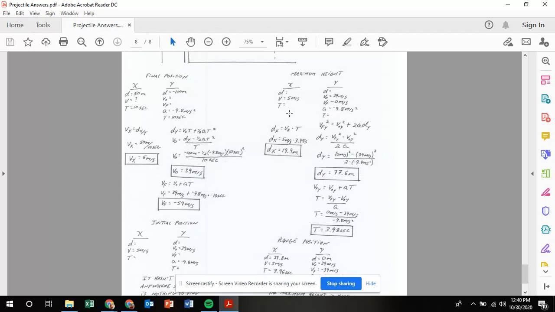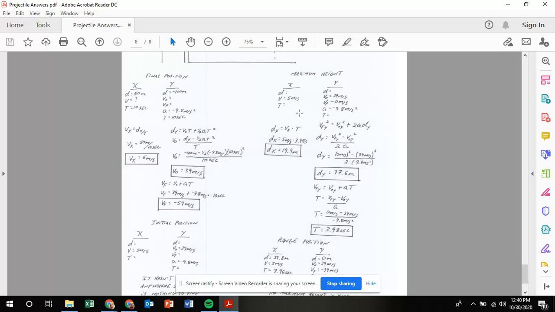If we're going to take a look for the maximum height, again, the X velocity, 5 meters per second, and the initial velocity in the Y direction, 39, remain unchanged at every position. At maximum height, the final velocity is 0 meters per second, and the acceleration is negative 9.8 meters per second squared. We're going to find the time in the Y direction as well as the D in the Y direction.